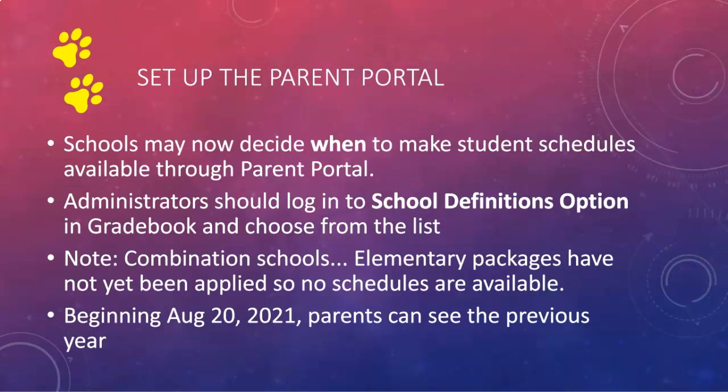Let's start with the parent portal. Schools are now able to decide for themselves when they want to make student schedules available through the parent portal. Administrators would log in to the school definitions option in Gradebook and choose what parts they want to have visible from the list. In our combination schools with elementary, middle, and high school, the elementary packages have not yet been applied, so no schedules are currently available.